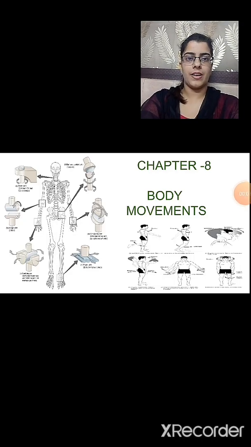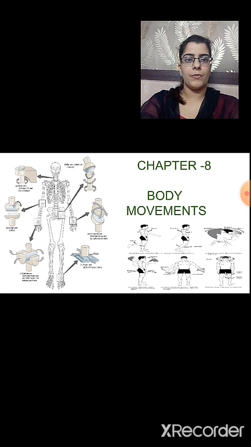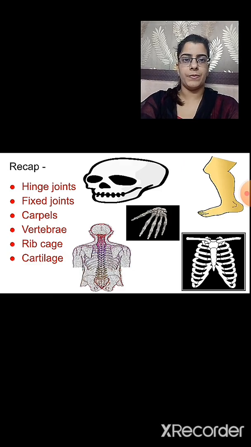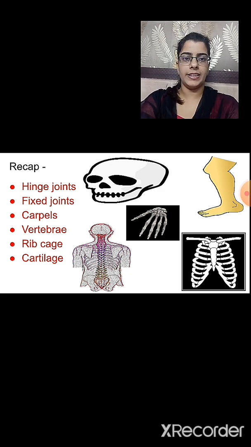Hello students, we were studying chapter number 8, that is body movements. What are the different topics that we studied in our previous session? We have studied two different types of joint. First was hinge joint. What is hinge joint? Hinge joint shows back and forth movement in our body. Where is the hinge joint located in our body? Hinge joint is found in elbow, knees, finger, toes and ankle.